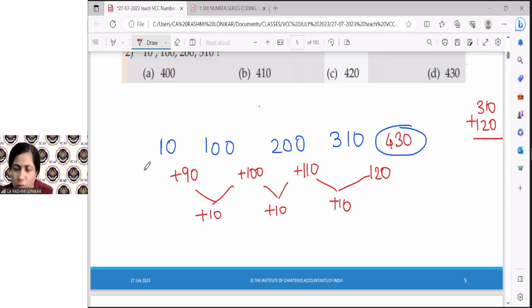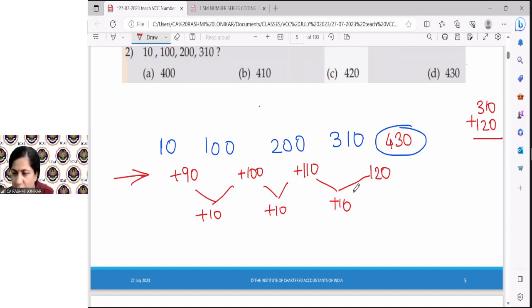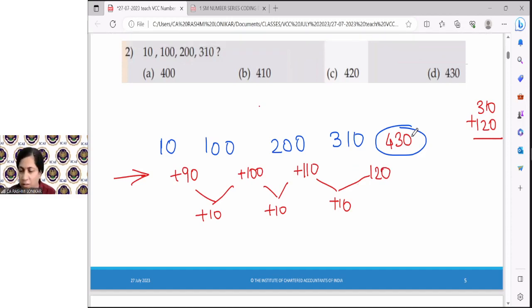What I did was 10 to 100, 90; 100 to 200, 100; 200 to 310, 110; 310, I don't know, because this is the question mark. So 90, 100, 110. What is the difference? 90 plus 10 gives me 100. 100 plus 10 gives me 110. 110 plus 10 gives me 120. So 310 plus 120 will give me 430. Clear?